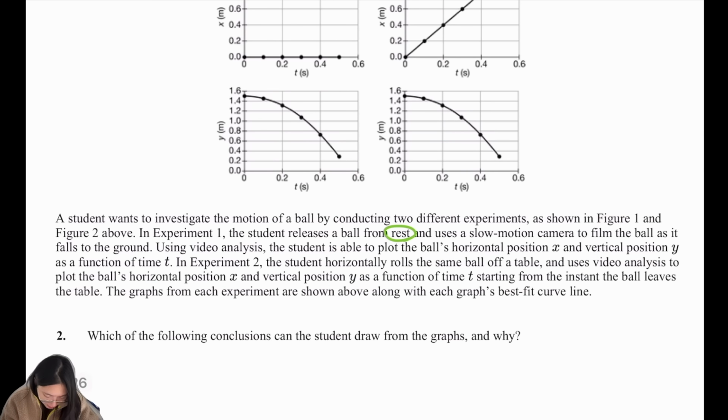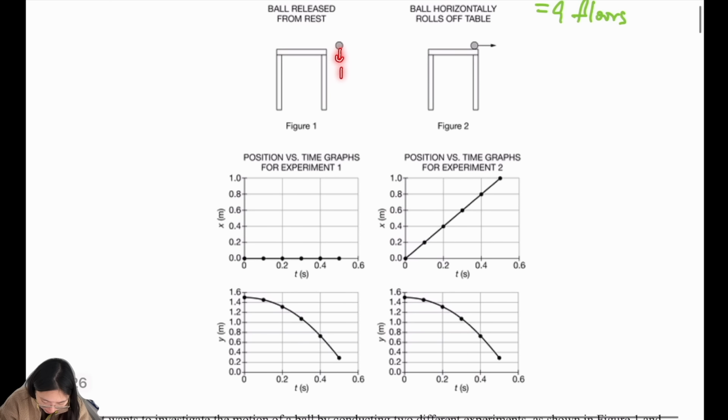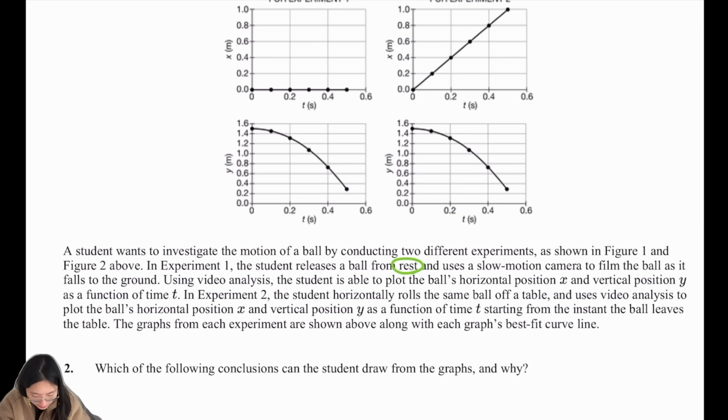Question number 2. A student wants to investigate the motion of a ball by conducting 2 different experiments. The student released the ball from rest and used a slow motion camera to film the ball as it falls to the ground. Okay, so in experiment 1, this is just a linear motion, a free fall. It's just released from rest, so it goes vertically down. And then in experiment 2, the student horizontally rolls the same ball off a table and uses video analysis to plot the ball's horizontal position X and vertical position Y.